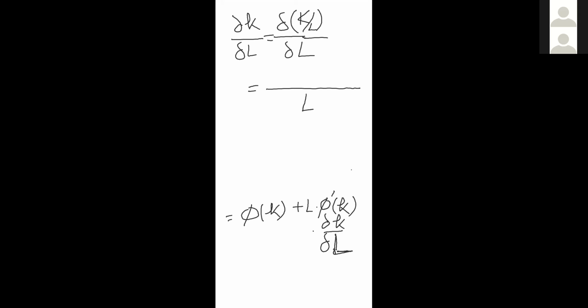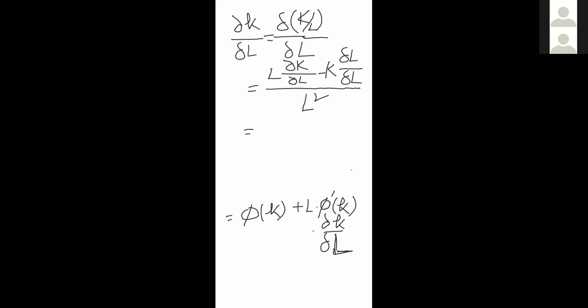Tell me. L square, L square. Okay, then here is K: L into del K by del L, minus K into del L by del L, divided by L square.